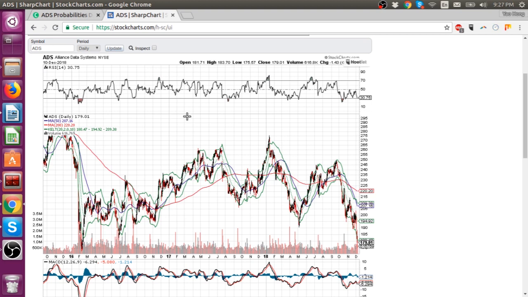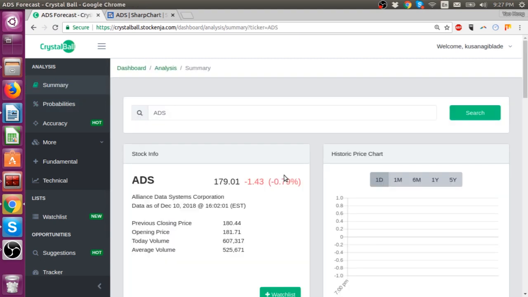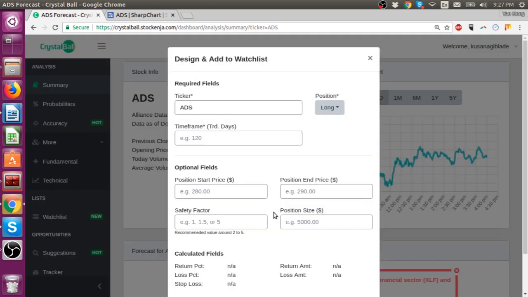So let's try to calculate our stop loss. I'm going to go back to Crystal Ball, go back to the summary page, and I'm going to click on the watch list button. I'm going to put in a time frame of 5 days. Remember, this is a short-term trade because of the downwards trend, right? And I'm opening a long position, meaning that I'm buying the stock. You can also choose short if you are shorting the stock.